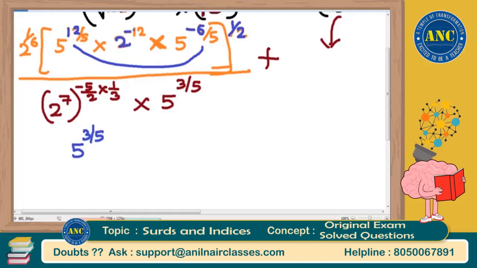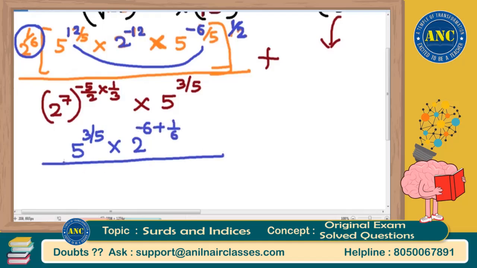Similarly, 2 power minus 12 into 1 by 2 is 2 power minus 6. 2 power minus 6 into 2 power 1 by 6. It is 2 power minus 6 plus 1 by 6. Here it is. Can I say that it is 7 into 5, 35, minus 35 divided by 6 into 5 power 3 by 5. Check it out, sir. Minus 6 plus 1 by 6 is minus 35 by 6.